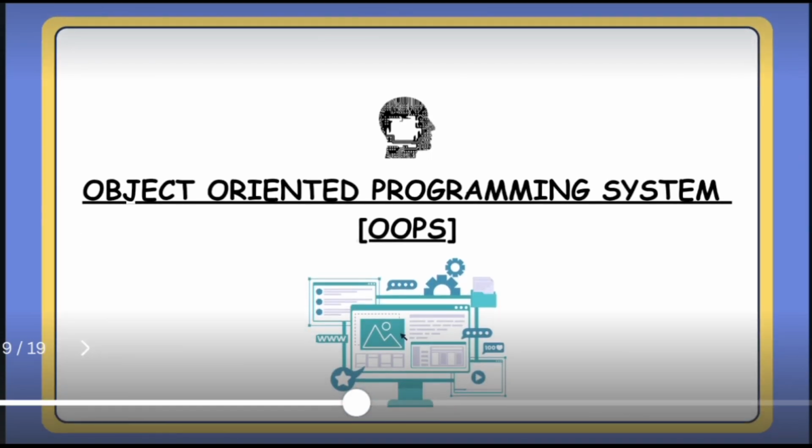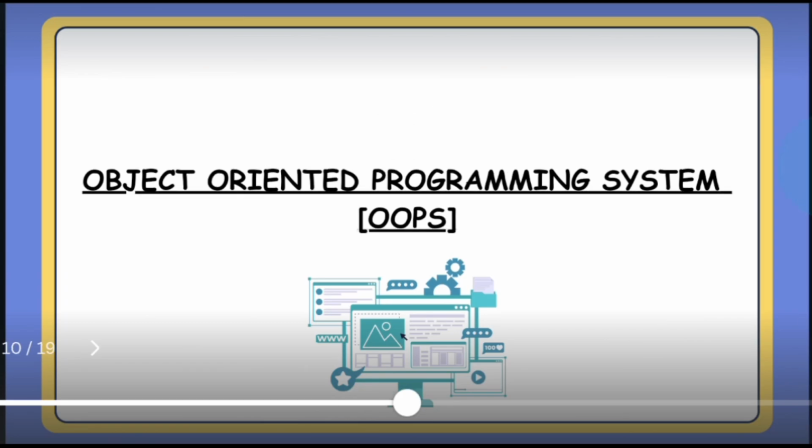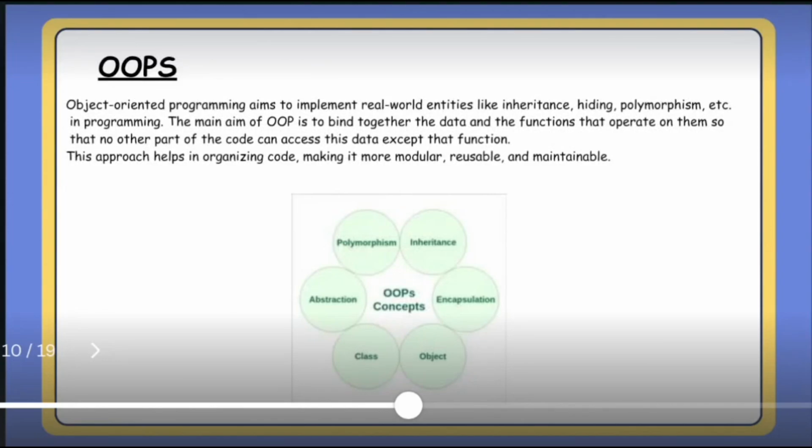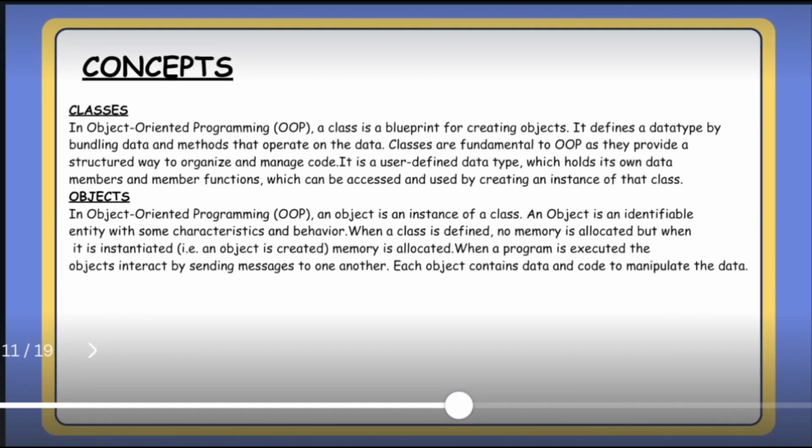So next we can move to OOPS, or Object Oriented Programming System in CPP. Object Oriented Programming is a type of technique that organizes the software design around objects and their interactions. The main aim is to implement real-world entities like inheritance, polymorphism, abstraction, encapsulation, etc. So this approach helps in organizing code. It makes it more modular, reusable, and maintainable. So we are going to the key concepts of the object-oriented programming system.